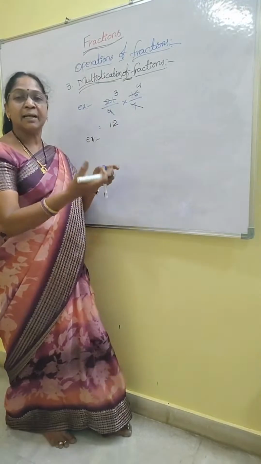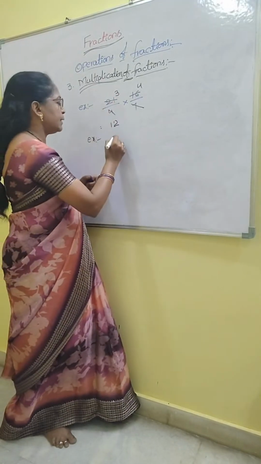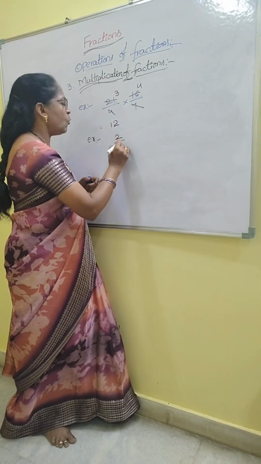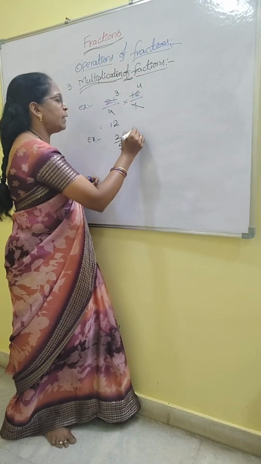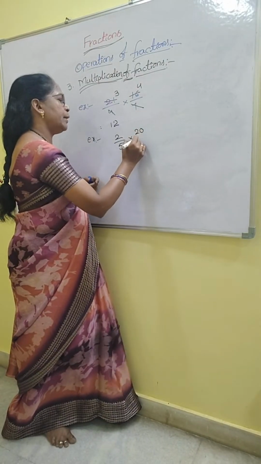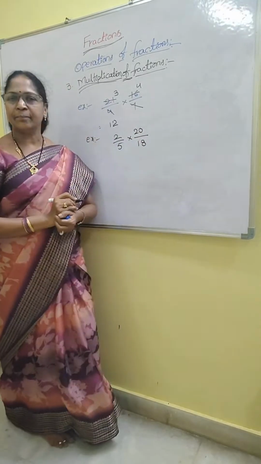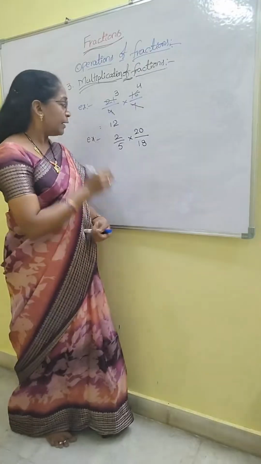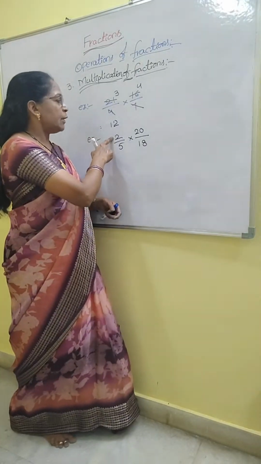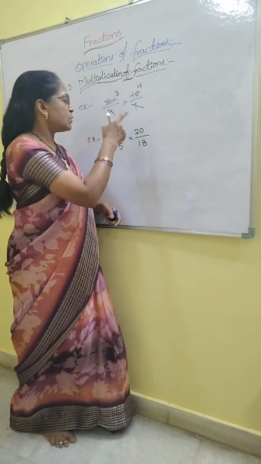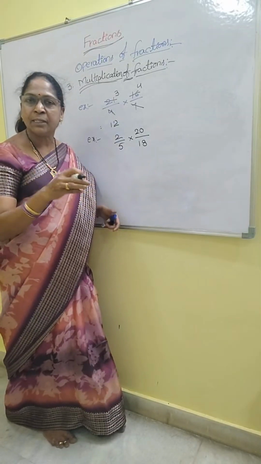We will check it in the reverse manner also. Here in this, 2 by 5 multiplication of 20 divided by 18. Is it clear? Now see here, 2 is in the numerator. 2 goes, you just have to check it. How do you have to check it?